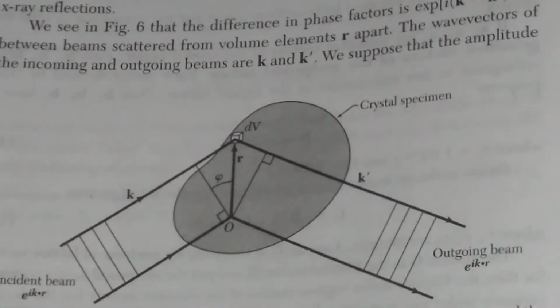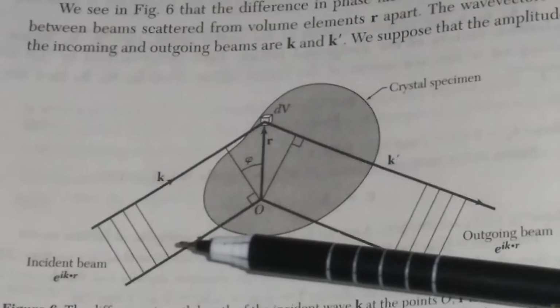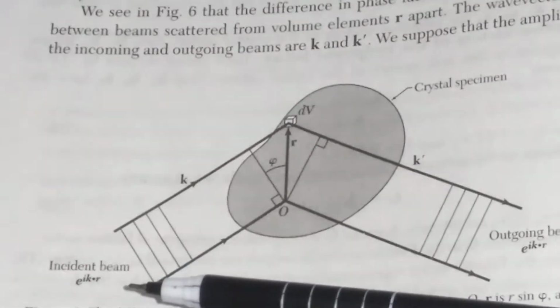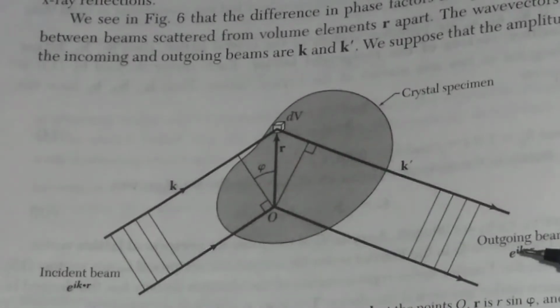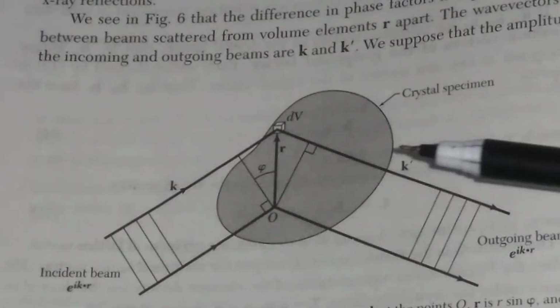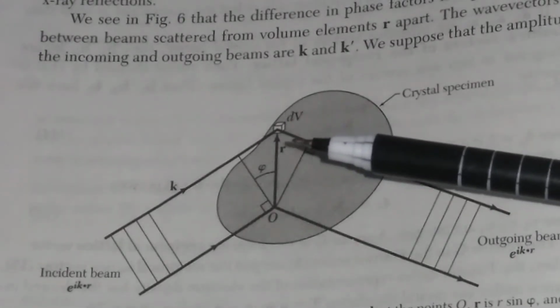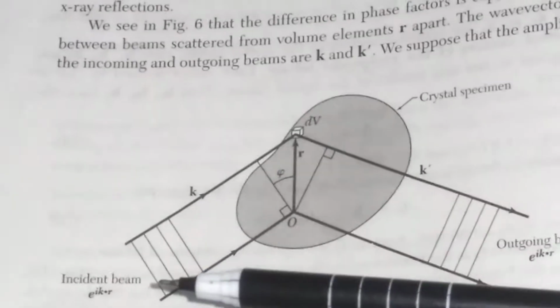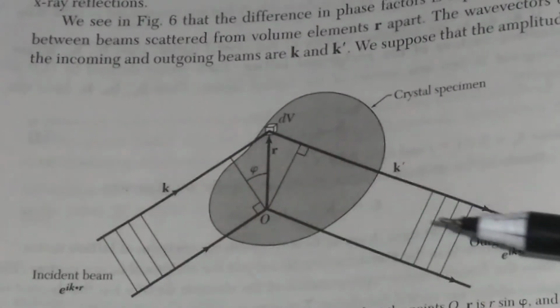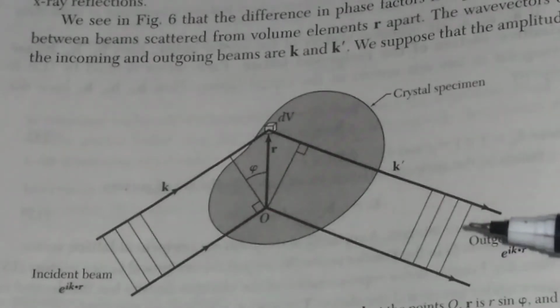The incident beam is represented by e to the power i K dot r, and the outgoing beam is also represented by an exponential function. Because the incident beam is a mixture of sine wave and cos wave, it can be represented by an exponential wave. Similarly, the outgoing beam also can be represented by an exponential wave.